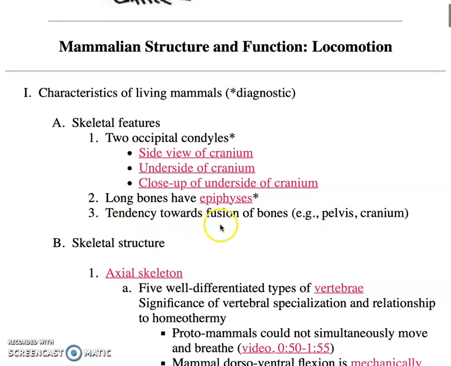The third thing that we see a lot of in mammals is a tendency towards fusion of bones. So if you look at the pelvis, it's composed of several different bones that are all fused together to form one solid mass. The cranium, composed of a lot of different bones fused together to make a single solid structure. And the fusion enables there to be more strength in the structure. So again, that's important for locomotion for mammals because they have very specialized forms of locomotion, and the bones may be under a lot of stress. This fusion helps stabilize the body.